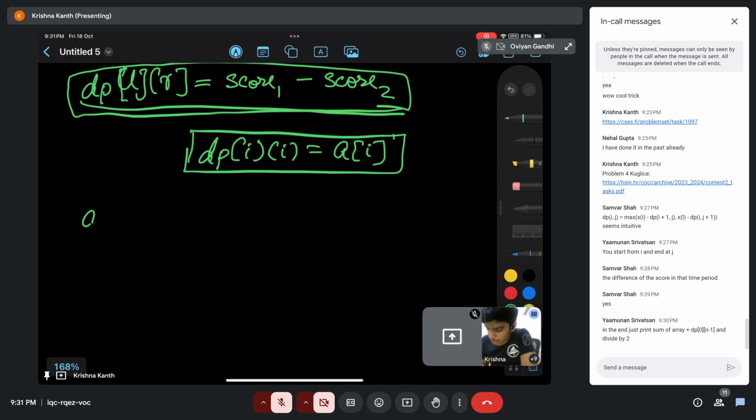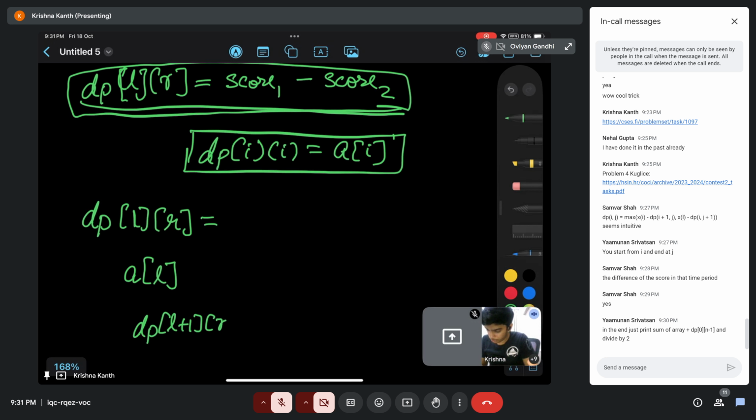So now the transitions are DP[L][R]. We are assuming that the player is starting here, so he only has two choices. He can either choose to take the leftmost item or he can choose to take the rightmost item. Let's say he chooses to take the leftmost item. Then in that case, he will get a score of A[L], but the opponent would now play the game on DP[L+1][R]. So that difference would be subtracted from him. So you can see how this works. It's not that hard.